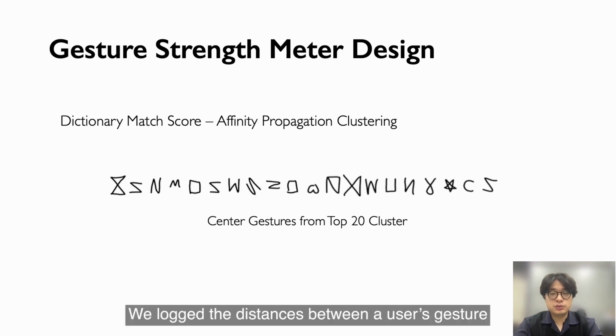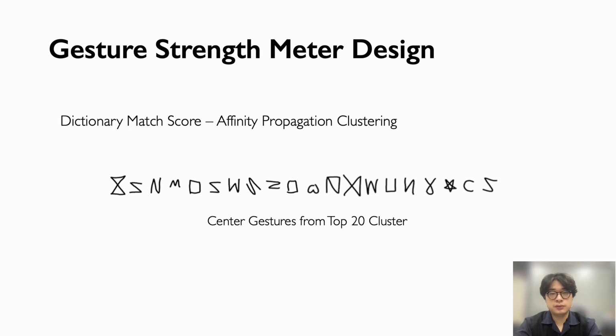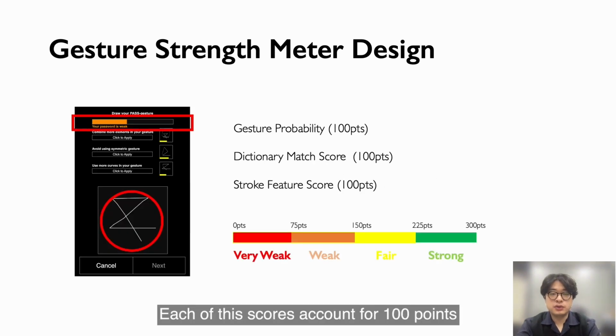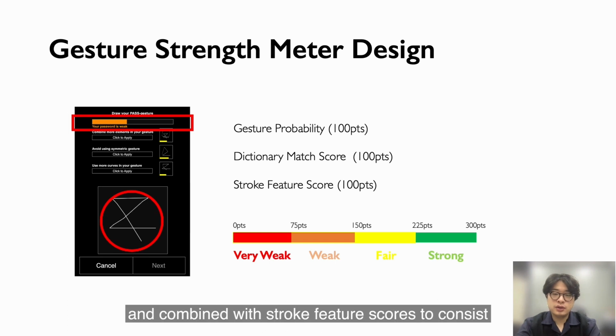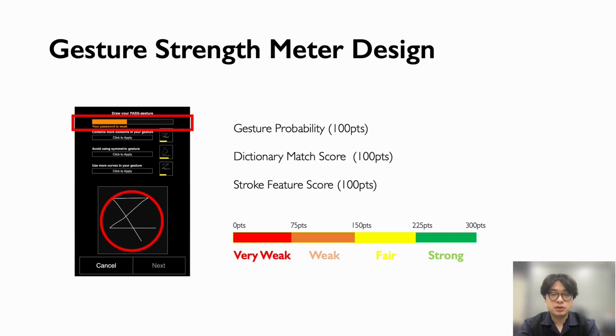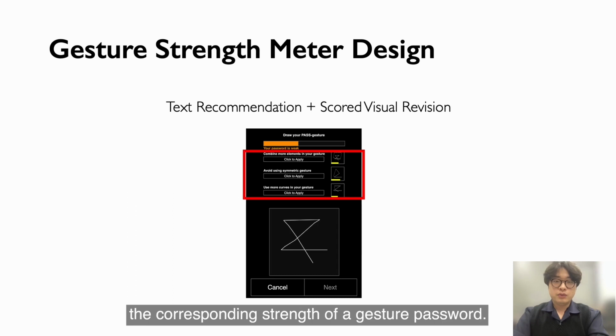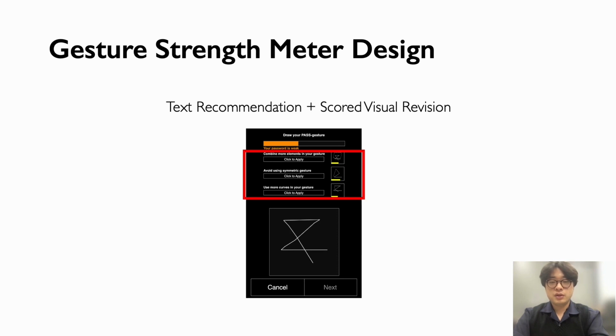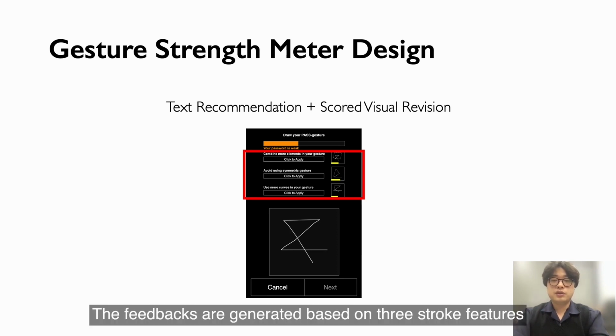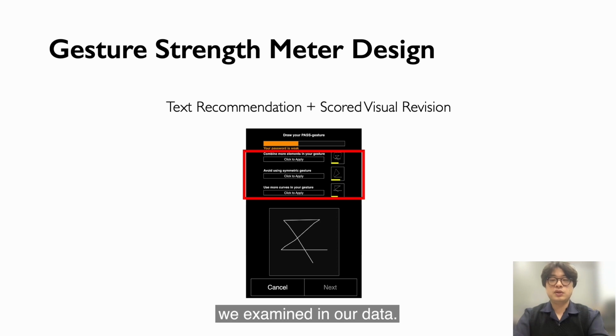We log the distance between the user gesture and dictionary items in terms of similarity. Each of these scores accounts for 100 points and combines with stroke feature scores to make a total of 300 points, which are then divided into 4 segments to indicate the corresponding strength of a gesture password. We provide users with textual and visual feedback to motivate them to create more secure gestures. The feedback is generated based on the 3 stroke features we examined in our data.